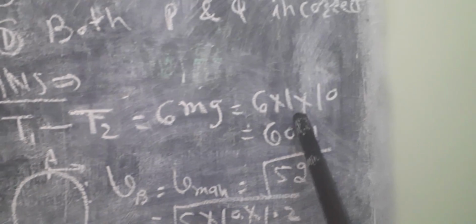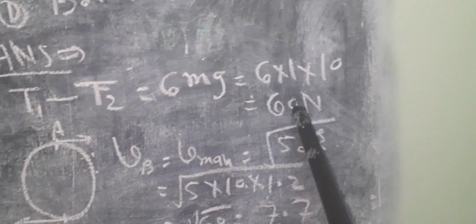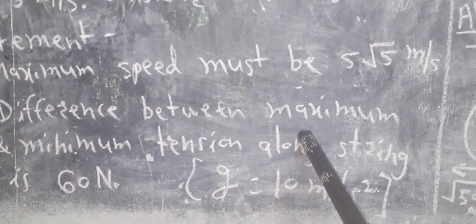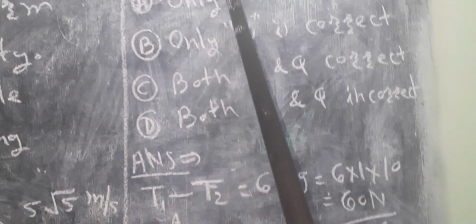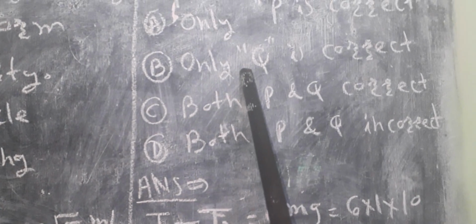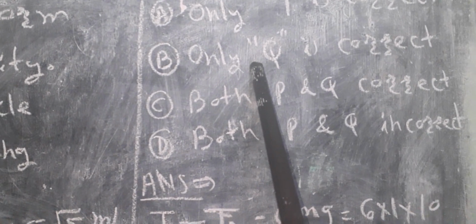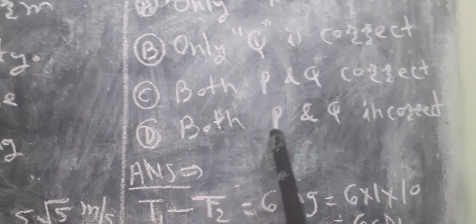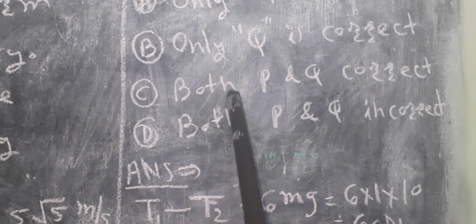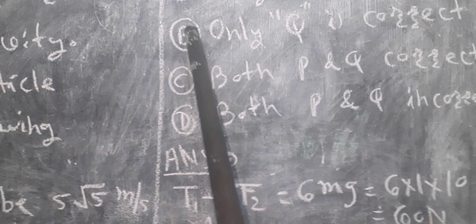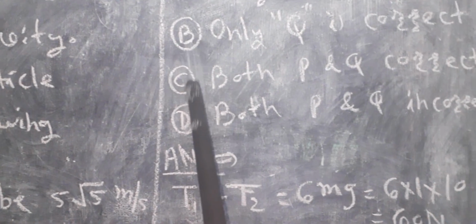So 6 into 1 into 10, we get 60. So this statement Q, the difference between maximum and minimum tension along the string is 60, is correct. So out of these 4 options, I can say that Q is correct, and option D, both P and Q correct. B and C both contain Q as a correct option. So out of B and C, we have to select 1.